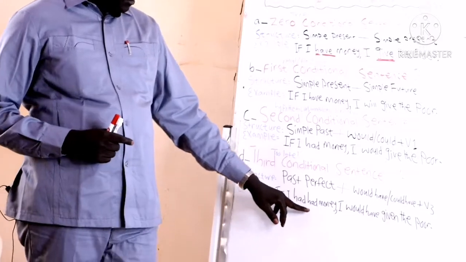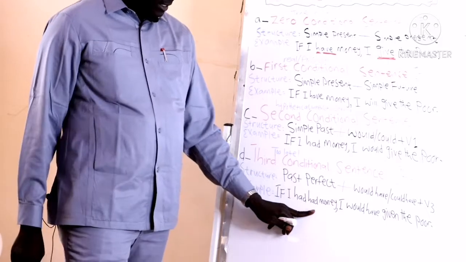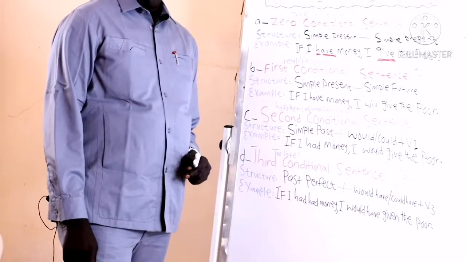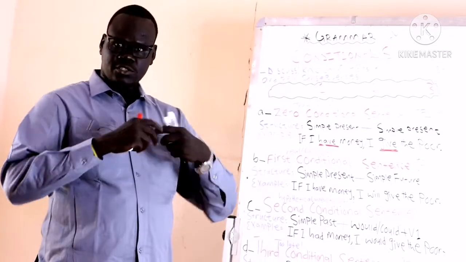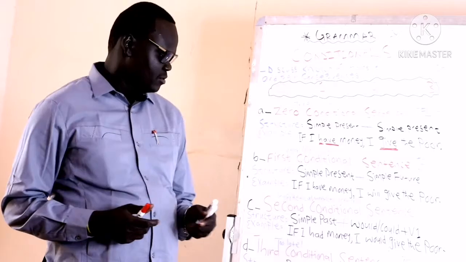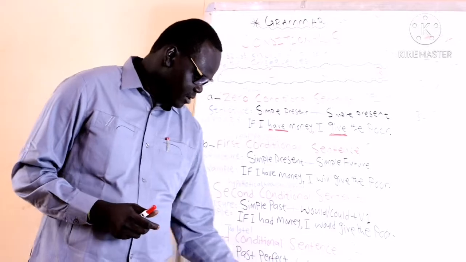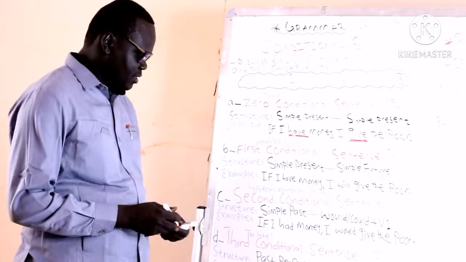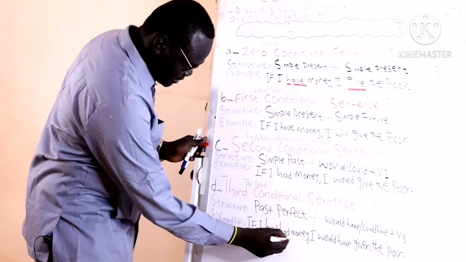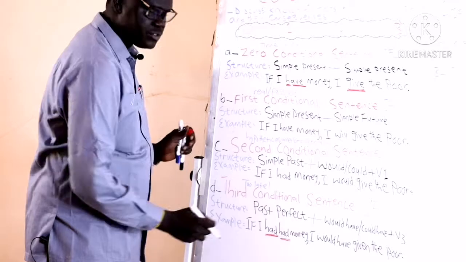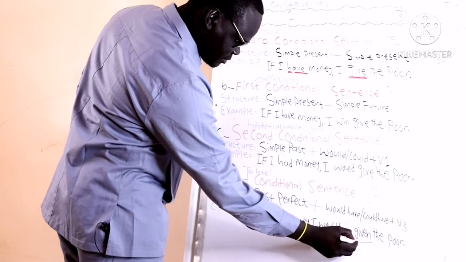For example, if I had money, I would have given the poor. It means these things, it's too late. You had wanted to do it, but because of the time, you did not do it. So this is called conditional sentence number 3. You can start with, I would have given the poor if I had had money. So this is now past perfect, based on the structure or the rule.